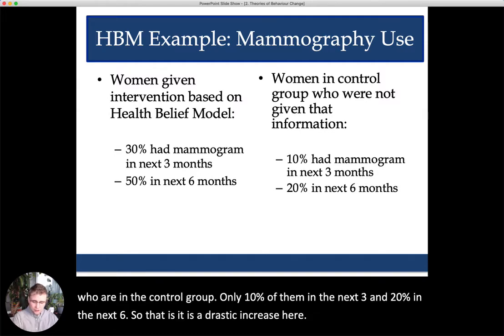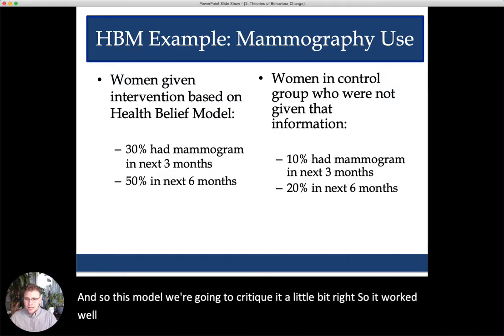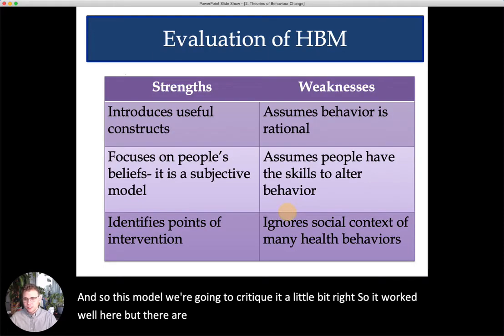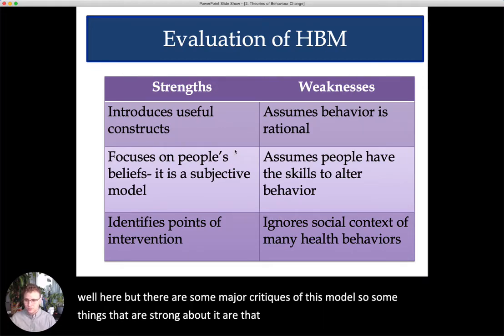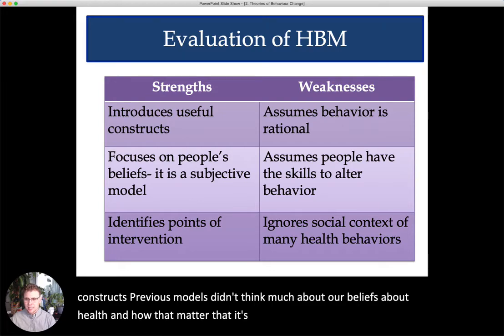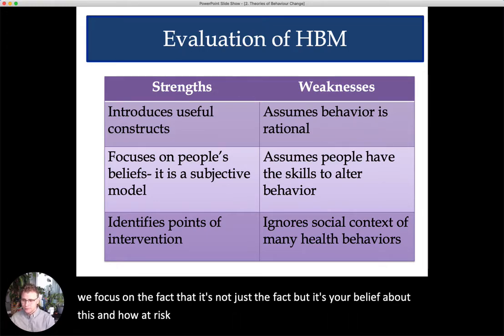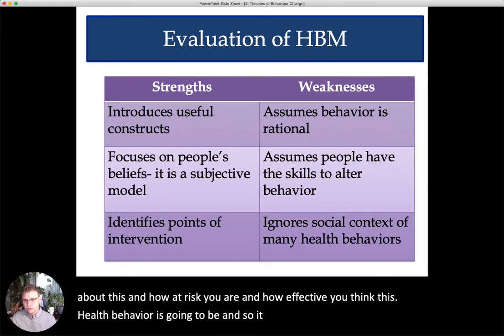And so this model, we're going to critique it a little bit, right? So it worked well here, but there are some major critiques of this model. Some things that are strong about it are that it does introduce these useful constructs. Previous models didn't think much about our beliefs about health and how that mattered, that there is a subjectivity to that, right? So we focus on the fact that it's not just the fact, but it's your belief about this and how at risk you are and how effective you think this health behavior is going to be. And so it does identify these points for intervention.